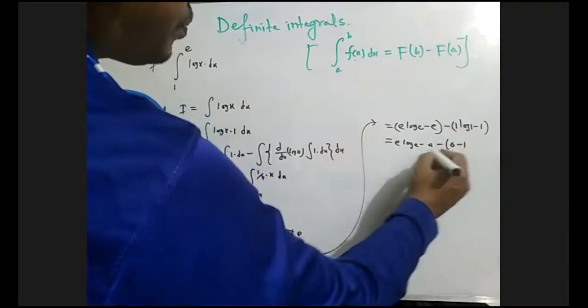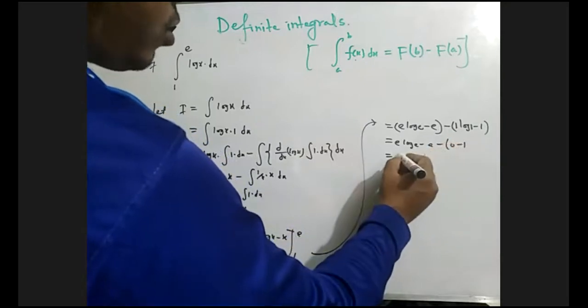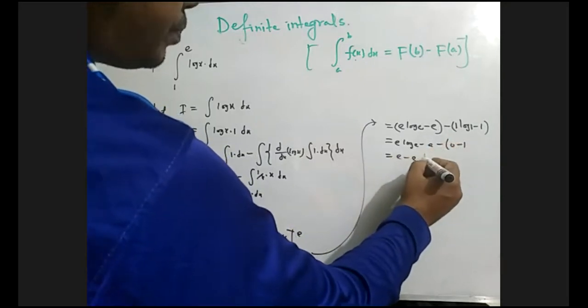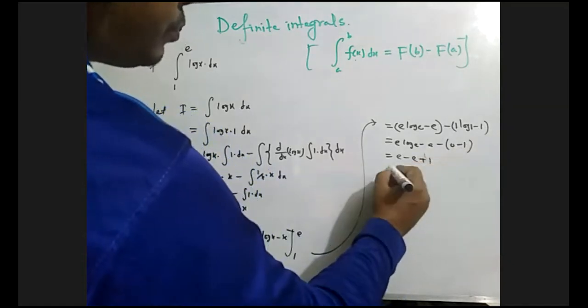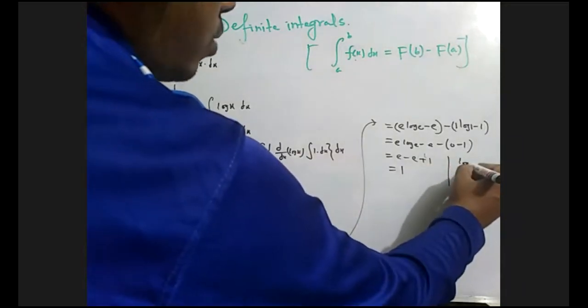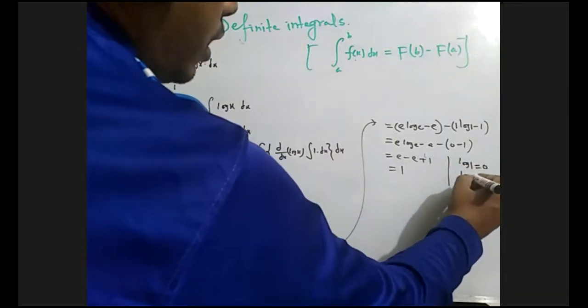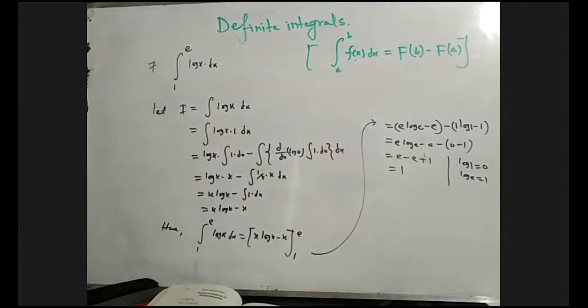So e log e minus e minus, log 1 minus 1, equals what? Log 1 equals what? 0, and log e equals what? 1. So this equals what? 1. Remember that log 1 equals 0 and log e equals 1. So we get the value of the integration.